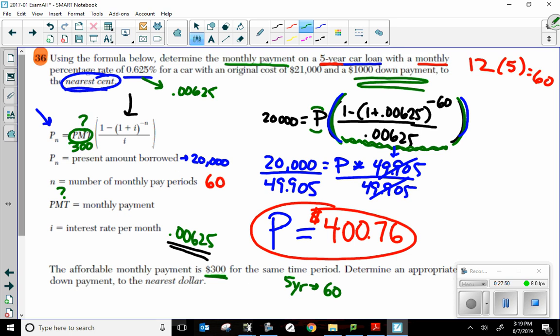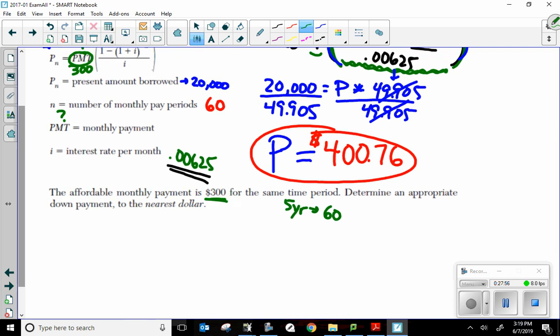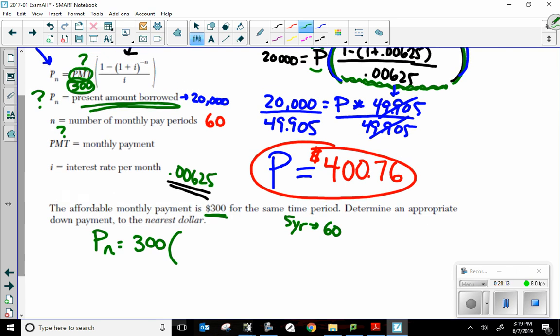Let's first start gathering all the information we know. I need to figure out how much money I need to borrow to make my payment $300. So I need to find P of N. I know I want my payment to be $300. And look, I could type all this in again, but the information's the same. I know it's going to be this thing right here, this 49.905. Okay. Now, that's going to tell me how much I would need to borrow to make this 300 happen.